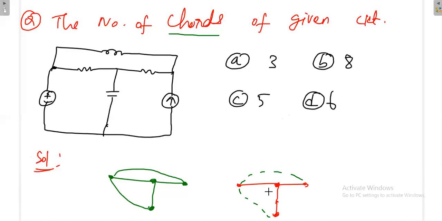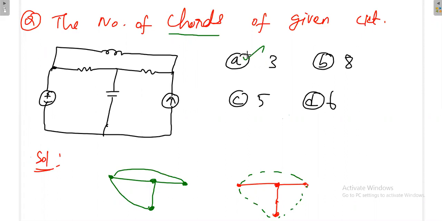The chord means yes, link. The branch of the co-tree is called a link or chord. Again, 2 is not given, and I think they are considering this also. But in general, whenever a current source is there, we have to use the open circuit format. So again we have to clarify that. Once you introduce one more branch here, then the answer could be 3.